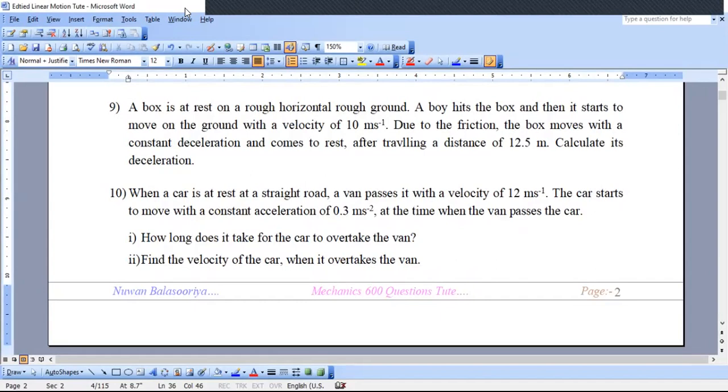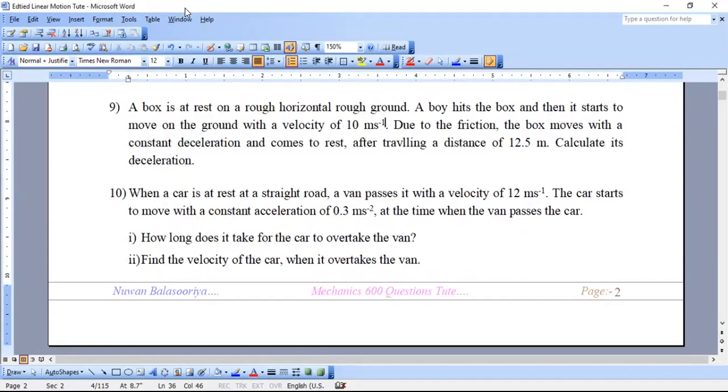A box is at rest on a rough horizontal ground. A boy hits the box and then it starts to move on the ground with a velocity of 10 meters per second. Due to the friction, the box moves with a constant deceleration and comes to rest after traveling a distance of 12.5 meters. Calculate its deceleration.